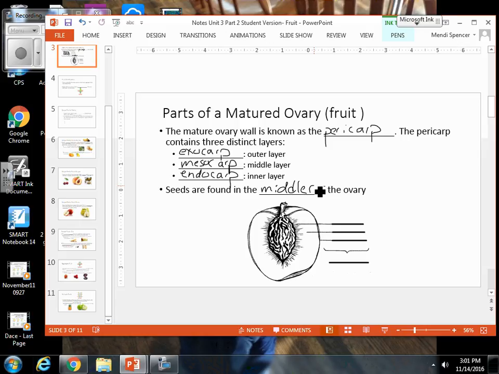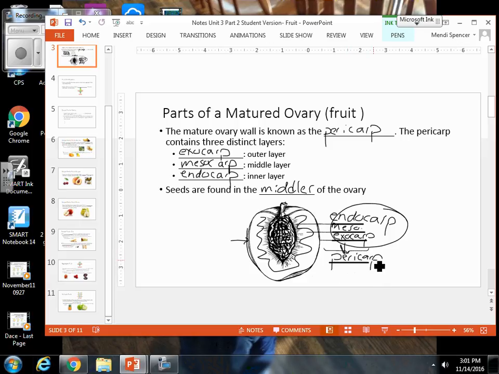So on the bottom of your slide, you have a diagram of a peach. And then color in your seed here, so it's in the center of your ovary. Now, this inner portion, this is your endocarp. This middle portion of your ovary wall, that's the meso, or the mesocarp. And then this very outer edge, this is the exocarp. And all three of these layers together come together to form the pericarp. Remember, the pericarp is the entire mature ovary.